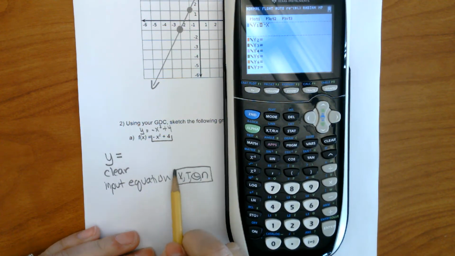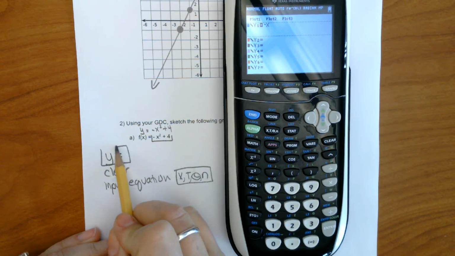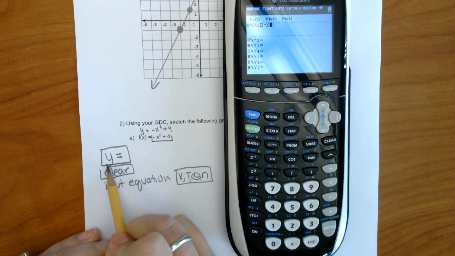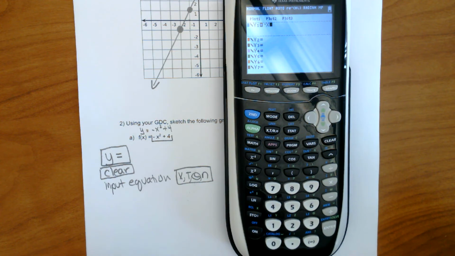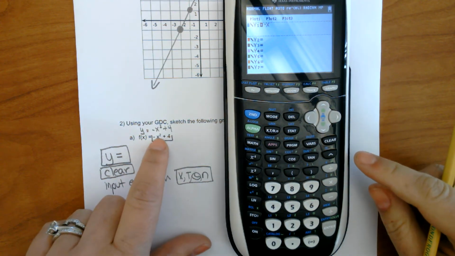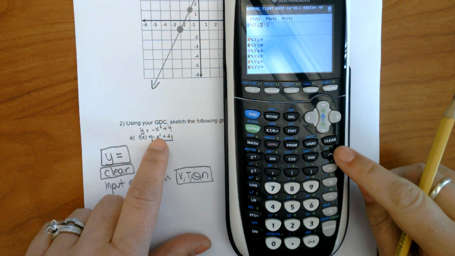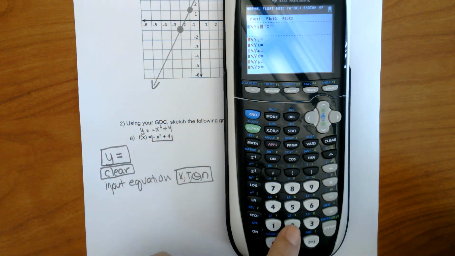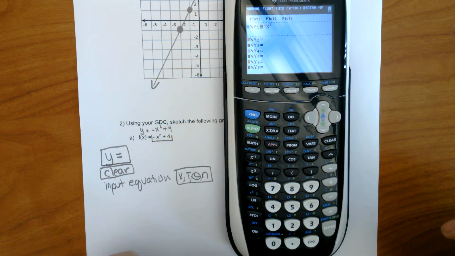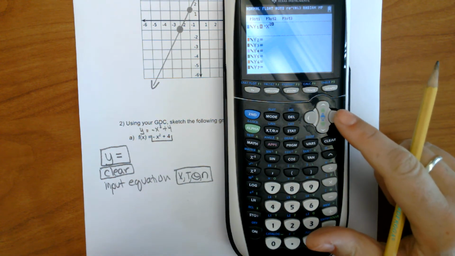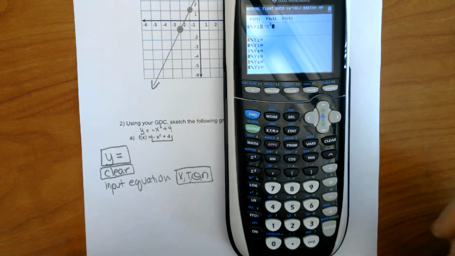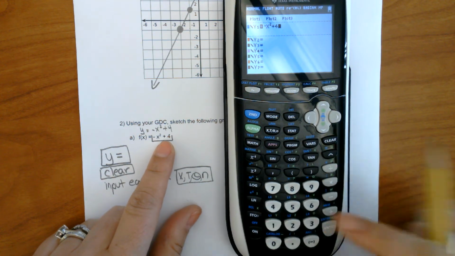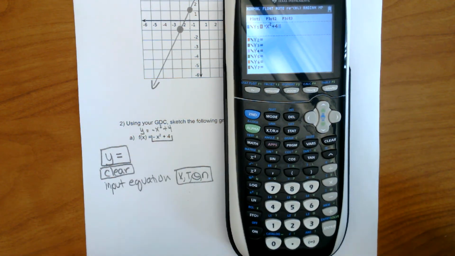And you know what? I'm going to put little boxes around the buttons you push. Okay. Now we need it to be squared. Remember, my square button is this exponent button right here. And squared. I need to come out of my exponent spot so you hit the right arrow. And then we have plus 4. Excellent. Now we're ready to graph.